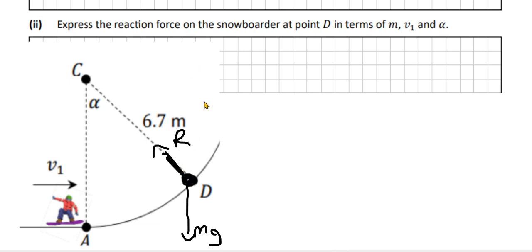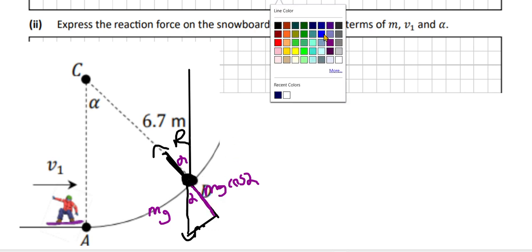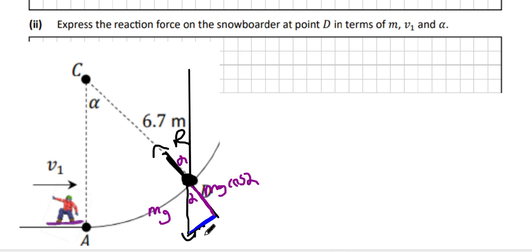So let's do our little opposite angle trick. What angle's this one here? Alpha, yeah? And then if I go straight through mg and create a right angle triangle, what angle is this one here? It is alpha, yeah. Which makes this mg cos alpha, the purple one. And then if you want a different color, the blue one is mg sin alpha.